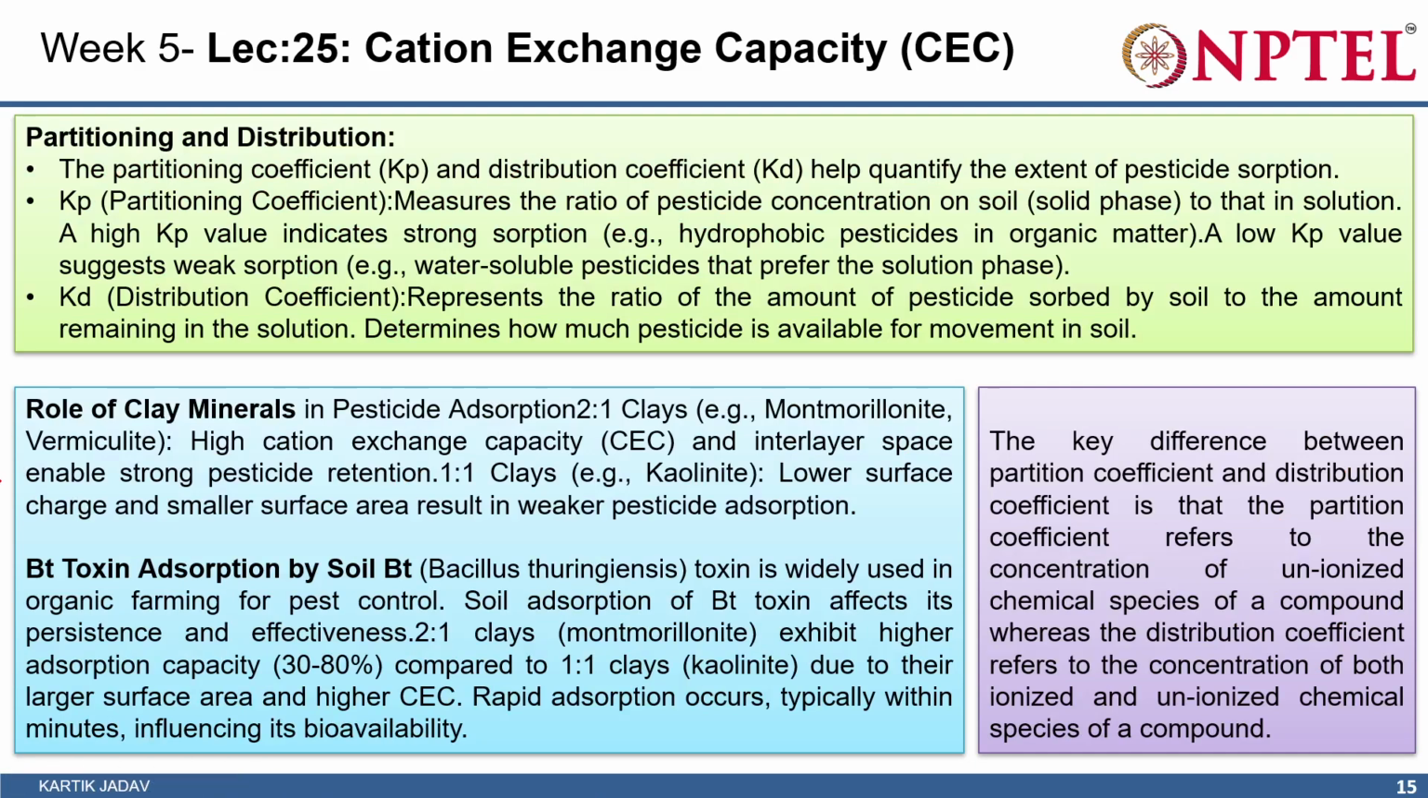Now, there are generally two terms that define the sorption capacity of a pesticide, that is, the partition coefficient and the distribution coefficient. The key difference between the partition coefficient and the distribution coefficient is that the partition coefficient refers to ionized and unionized chemical species, right?